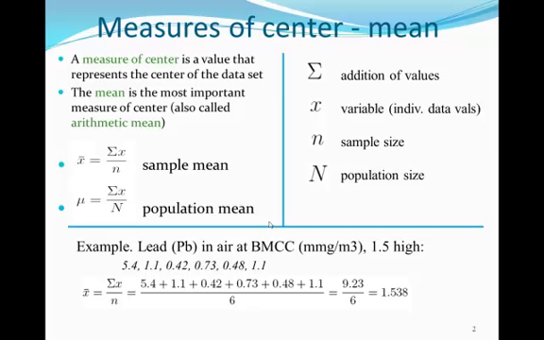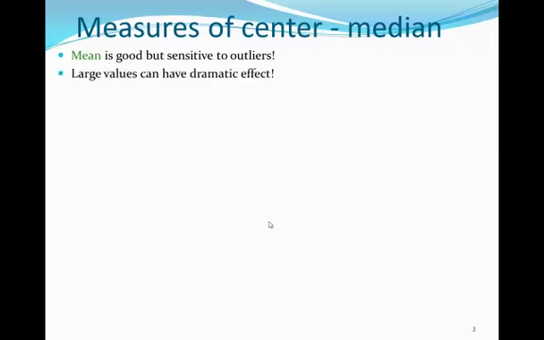The reason that occurs is because we have an extreme value, which is the outlier 5.4 here. So this 5.4 has a strong impact on the mean. In a typical case, outliers always have a very strong effect on the mean. That's why people use the second measure of center, which is the median. Mean is good, but it's very sensitive to outliers, and large outliers have a very dramatic effect on the mean.